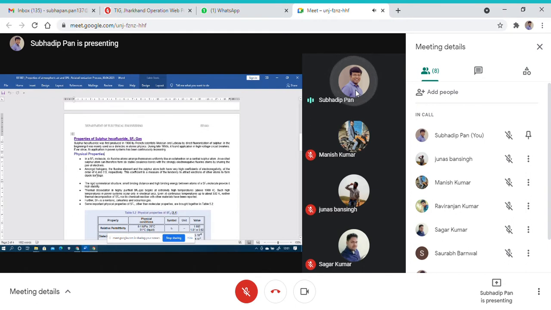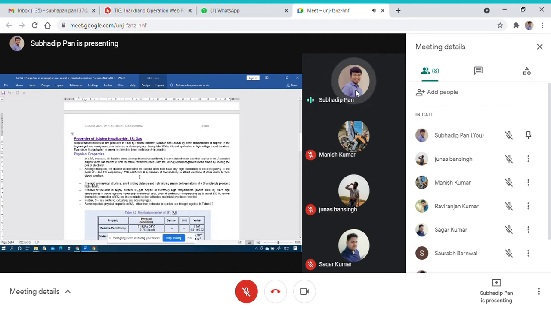Among the halogens, the fluorine element and the sulfur atom both have a very high coefficient of electronegativity. As this electronegativity is very high in molecules like fluorine and sulfur, this SF6 gas is very much used in circuit breaker applications. The electronegativity of the fluorine and the sulfur atom is of the order of 4 and 2.5 respectively. So various molecules have various values.